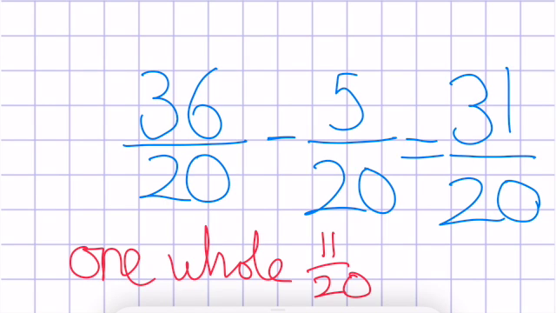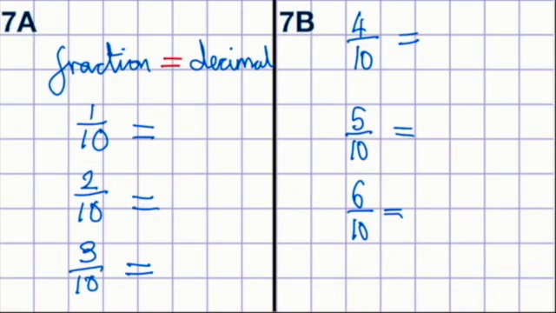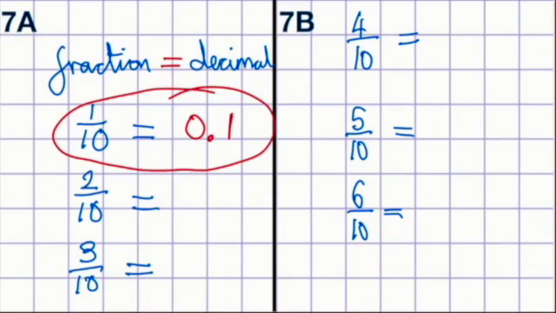So let's go on to now question 7. Okay, I'm going to start off with the first one here. 1/10 is 0.1 as a decimal. So if 1/10 is 0.1, can you work out what 2/10, 3/10, 4/10, 5/10 and 6/10 would be using this information? Press pause, and when you've done it, unpause.